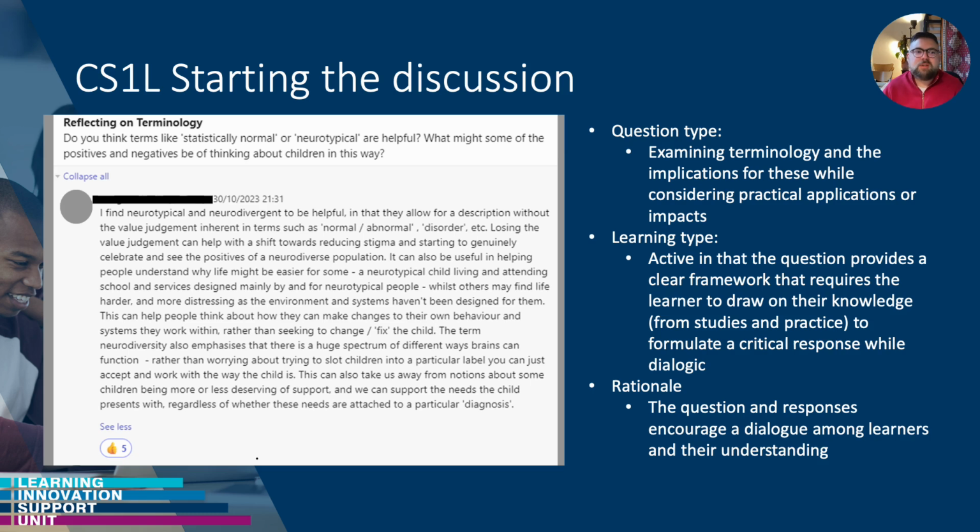So as we look here at case study 1, they started the discussion. How did they do that? They asked a question around examining terminology and its implications while considering practices or impacts. As you can see here, the question is: do you think terms like statistically normal or neurotypical are helpful? What might some of the positives and negatives be of thinking about children in this way?